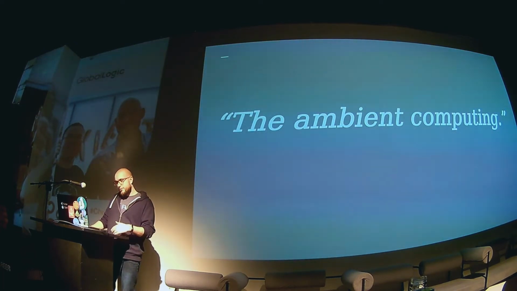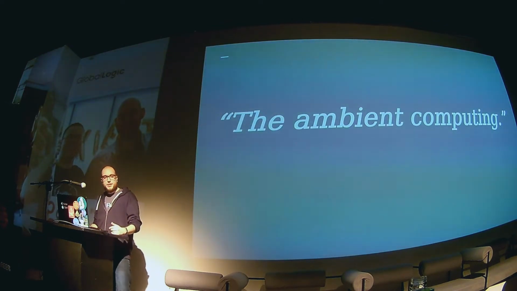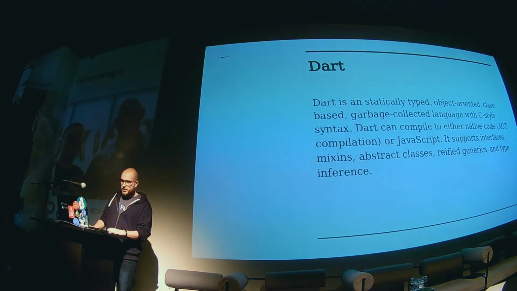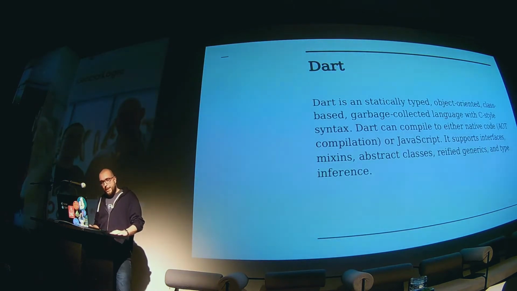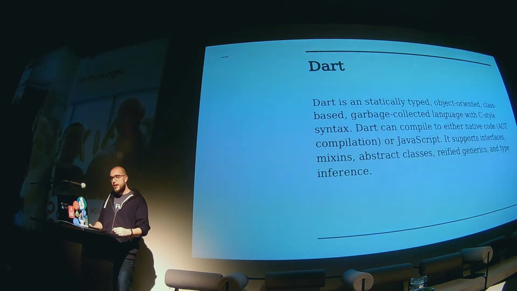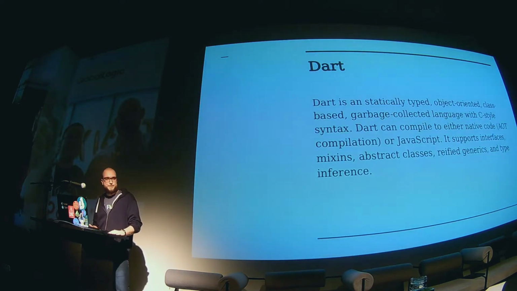And what is behind Flutter? If Flutter can work on everything that contains a screen, it needs to use a language that can be natively compiled to every platform. And here's the moment when Dart comes in. The Dart language is a statically typed, object-oriented, class-based, garbage-collected language with C-style syntax, and it allows us to compile to native code, also to JavaScript, using ahead-of-time compilation.